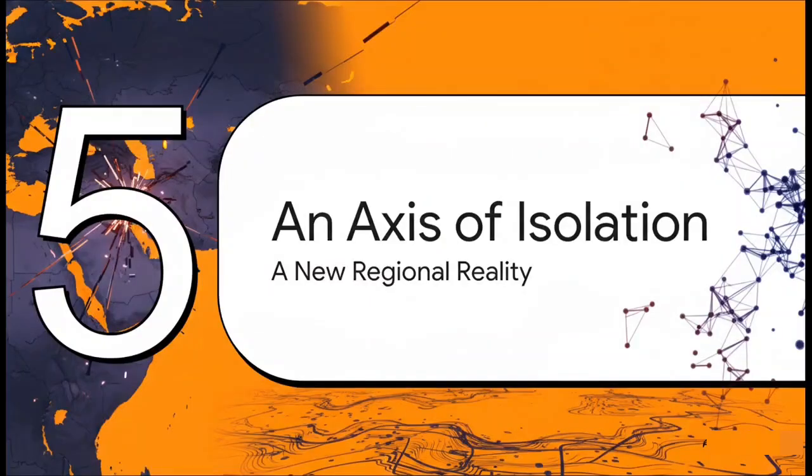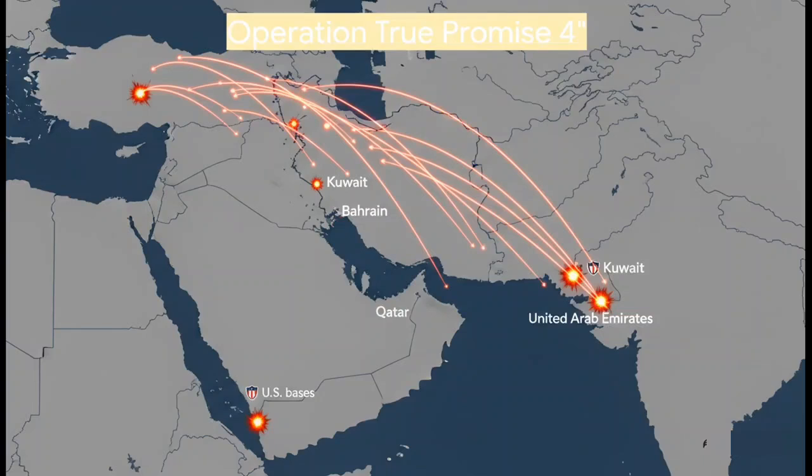So while the regime was reeling, its next move, its retaliation, would turn out to be a massive, catastrophic mistake. One that created a whole new reality in the Middle East. So Iran hit back with Operation True Promise 4. It was a huge barrage of ballistic missiles.